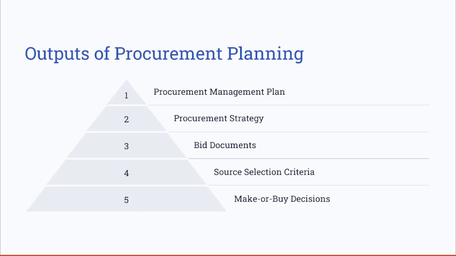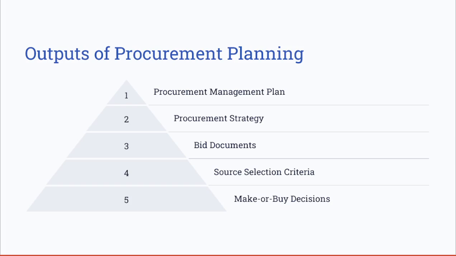Now let's discuss the outputs of the procurement planning. The outputs of the procurement planning are very critical documentation that guides the procurement execution. The first one you have here is the procurement plan. The procurement plan serves as the roadmap for procurement activities, and it defines how procurement will be conducted and monitored.